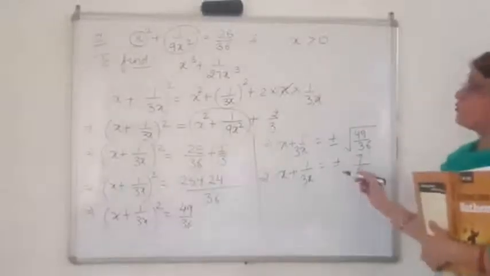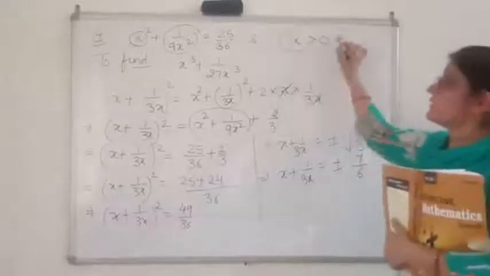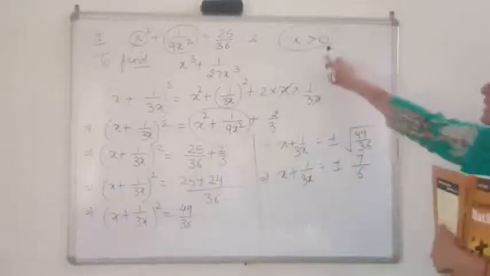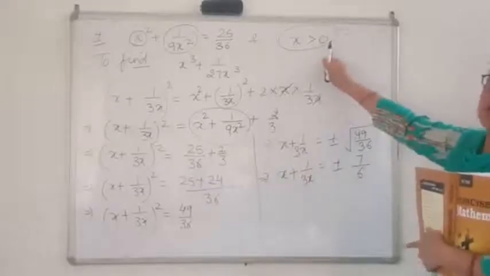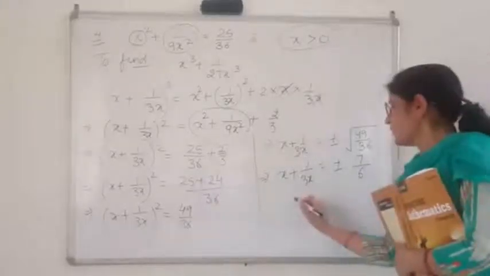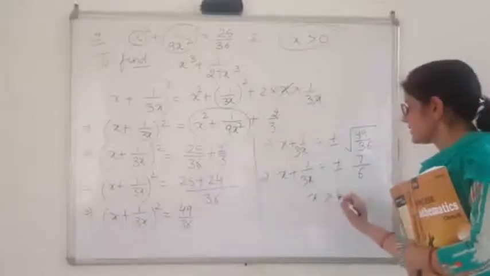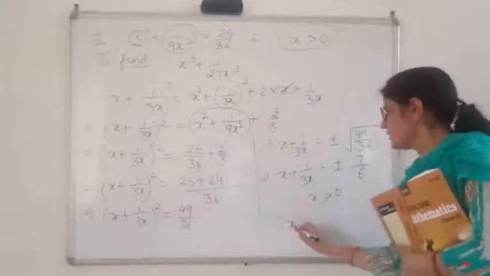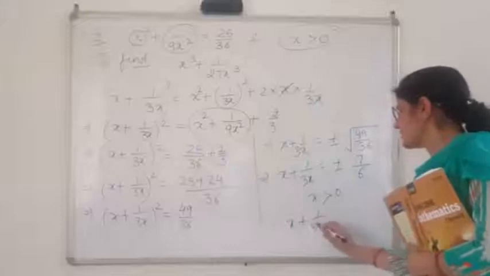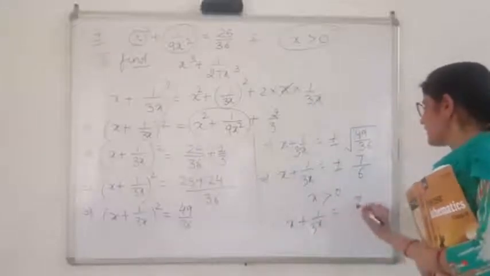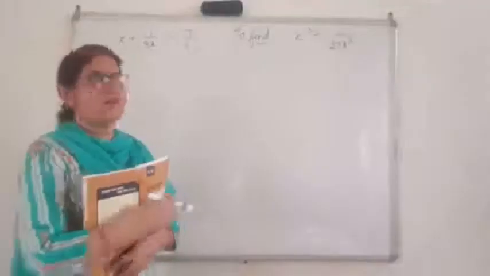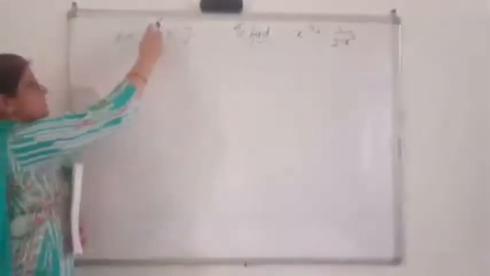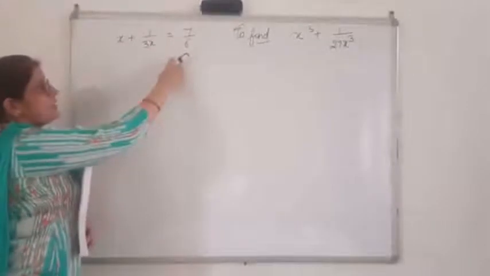Do we take both the signs? No. The condition is given in the question that x is greater than 0. That means x is positive. We cannot take the minus term because x is greater than 0. Therefore, the value of x plus 1 upon 3x will be equal to 7 upon 6. We will not take minus. We have found the value of x plus 1 upon 3x is equal to 7 upon 6.